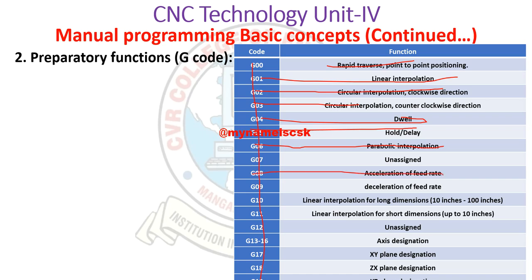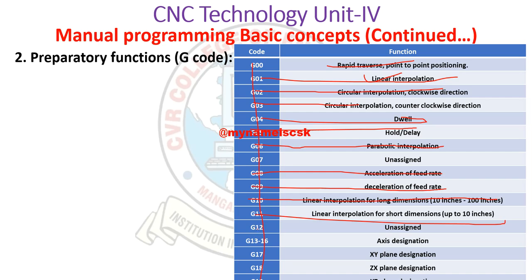G08 acceleration of feed rate. Suppose we are given the feed rate as 100 mm. If we want to increase the acceleration, then we can use G08, and if you want to reduce the acceleration, we can use G09. And G10 linear interpolation, same as G01, but it is used for longer dimensions, 10 inches to 100 inches. And G11 linear interpolation we can use for shorter dimensions.